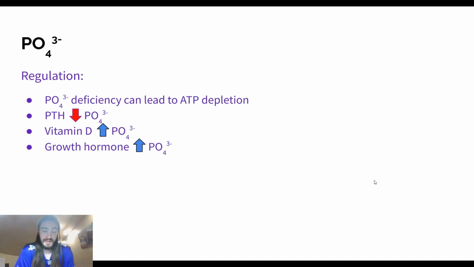PTH, parathyroid hormone, decreases phosphate. It's good to know which electrolytes it increases and decreases, promotes the excretion and retention of. Vitamin D and growth hormone both increase phosphate levels.